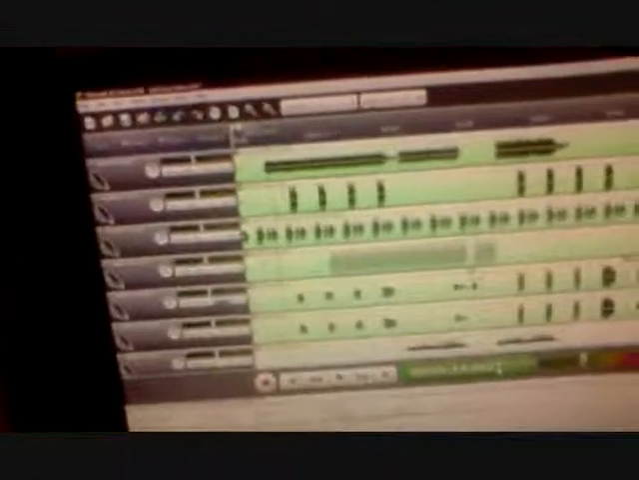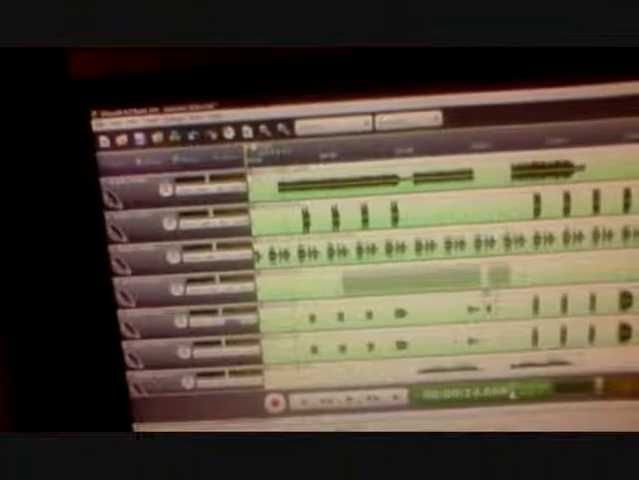It is really simple. So anyway, I record that straight from there onto here. So this is the main synth line being played and recorded.